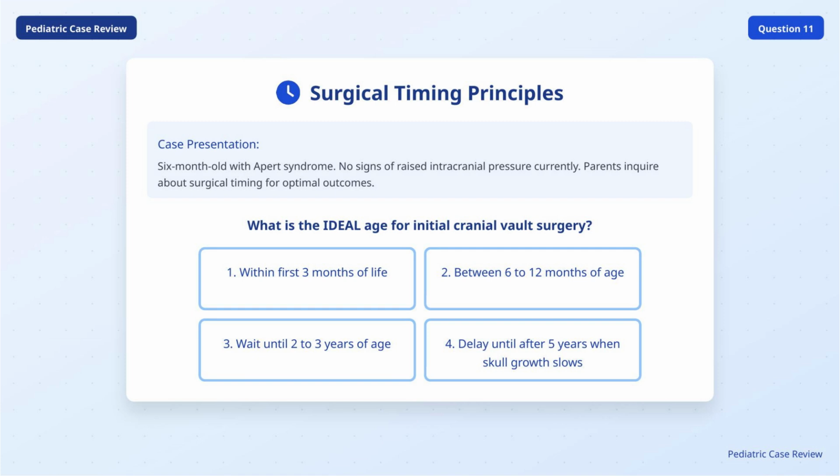A 6-month-old infant with Apert syndrome currently shows no signs of raised intracranial pressure. The parents inquire about optimal surgical timing. What is the ideal age for initial cranial vault surgery?